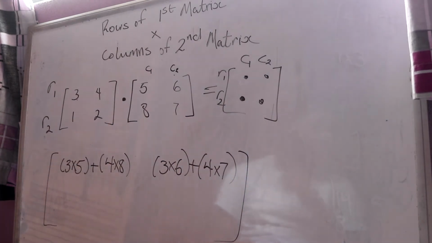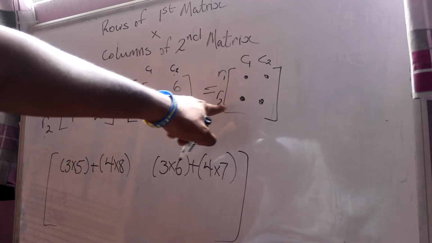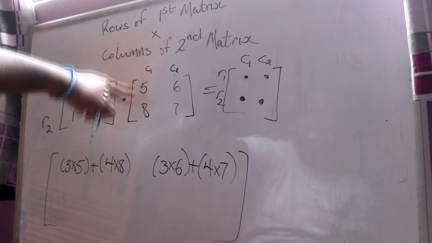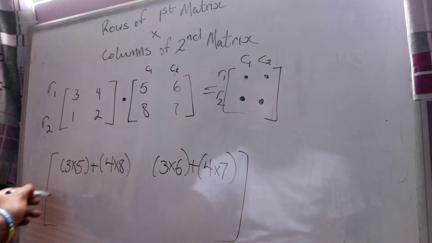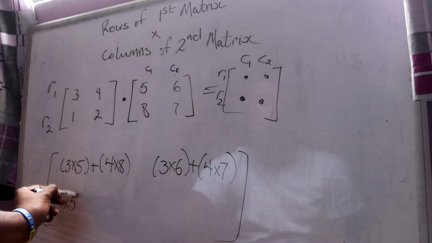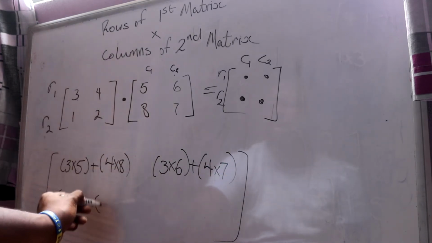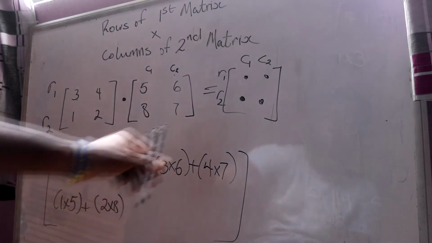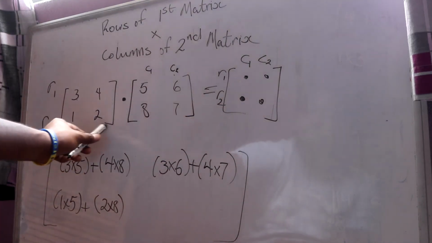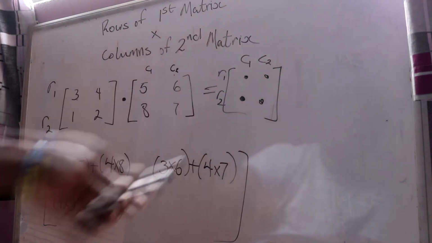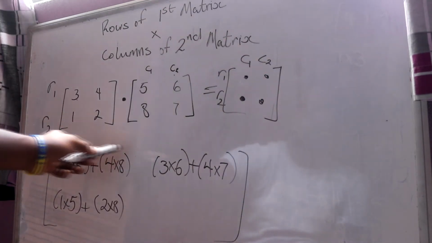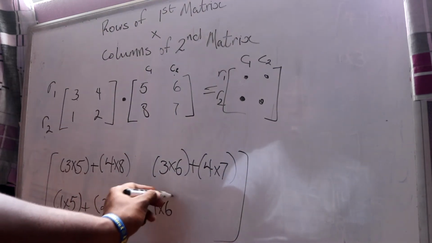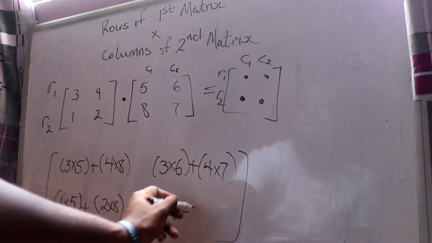Okay, this is in row 2, but it's in column 1. So we're going to this row now, row 2, but we're in this column. So 1 by 5 plus 2 by 8. And then last but not least, we're in row 2, so we're sticking with the same row, but we're now in column 2. So this row by this column. So 1 by 6 plus 2 by 7.